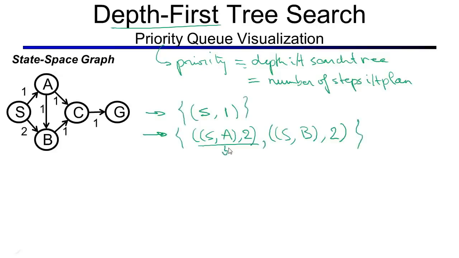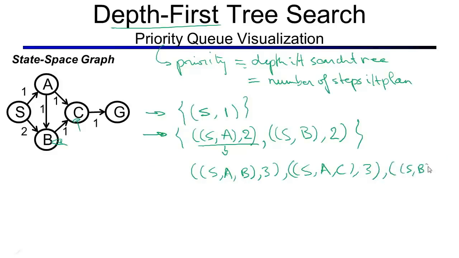We'll take this element out and expand it. A has two successors, B and C. So we'll add two elements to the priority queue. There will be SAB, and the priority there will be 3. And there will be SAC with a priority also of 3. And we will retain SB, looking for expansion again. The nodes with the highest priority, higher numbers, have higher priority for depth-first search.